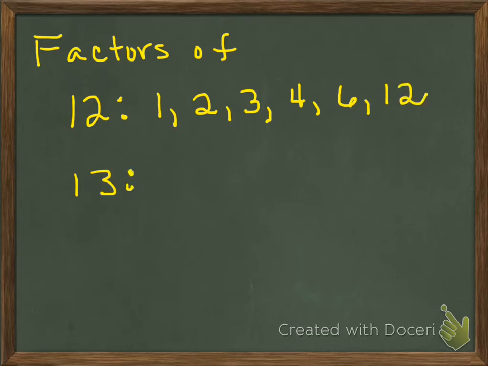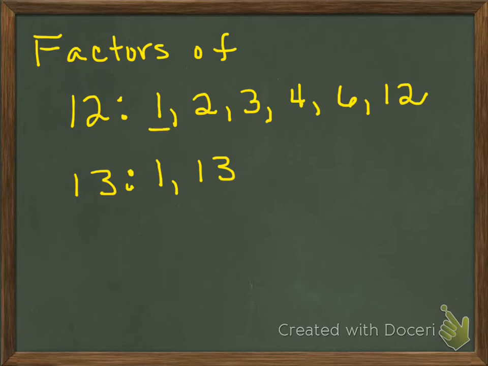Now 13. 13 is an interesting number. When we created our arrays in class and we hung them on the wall, what did we notice? Well, we noticed only one array for 13, which means that we could only create one rectangular array. Sorry about that, I had to sneeze. So our factors of 13 are 1 and 13. I can't think of any other whole numbers that I can multiply together that will give me the product of 13. So the factors of 13 are 1 and 13.